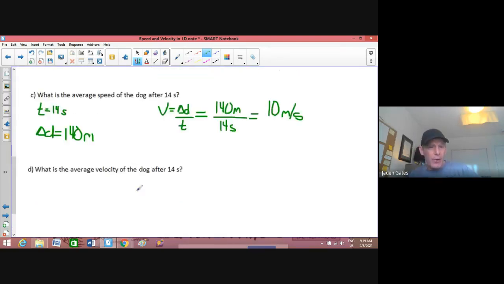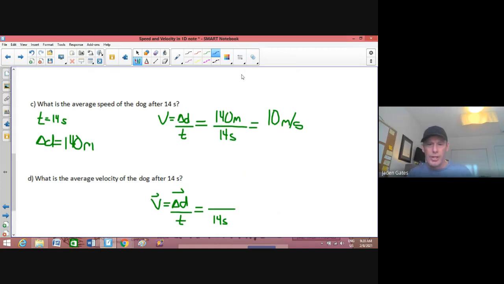All right, now over again. What was the average velocity? So again, guess what formula I'm using? V equals delta D over T. All right, again, we got our arrows. Time, again, is easy. That is our 14 seconds. I'm just going to plug that in here. There we go. Now the displacement I got to figure out. So again, the displacement is all about going from where you started to where you end in the 14 seconds.